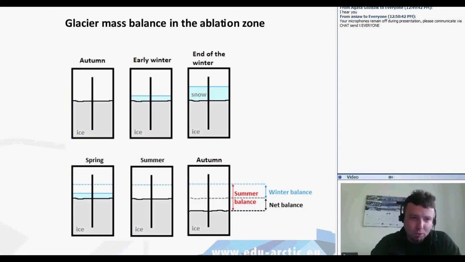The other chart shows the ablation stake drilled in the ice in autumn. Then in early winter, snow starts to accumulate, and then there is a maximum of accumulation at the end of winter. Then during spring, it starts to melt. During summer, in the ablation zone, all snow and even some ice can be melted, so you can see the difference between winter balance, summer balance, and the addition of them is called net balance or annual balance.